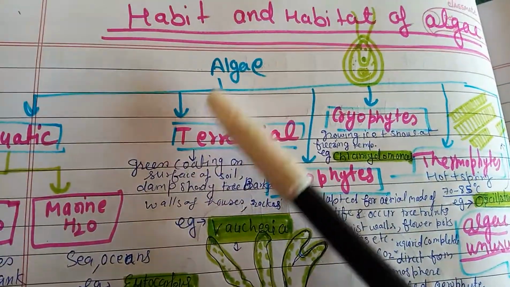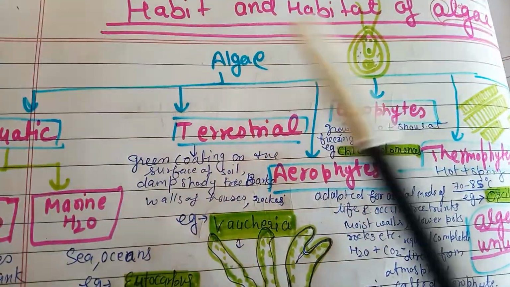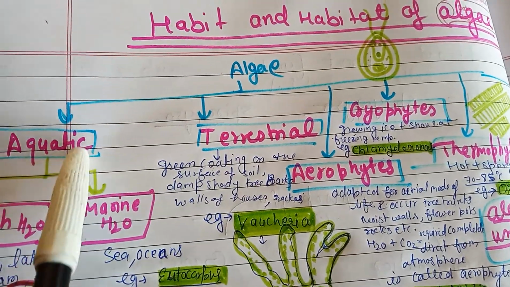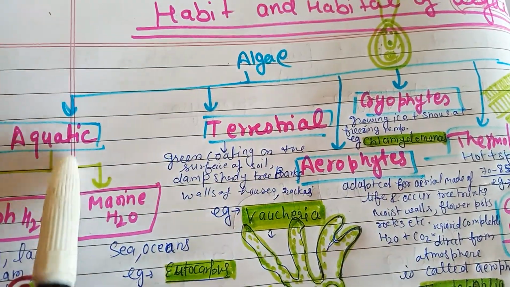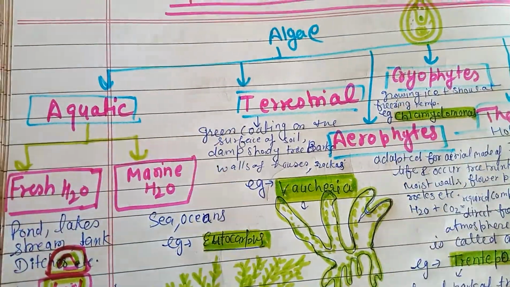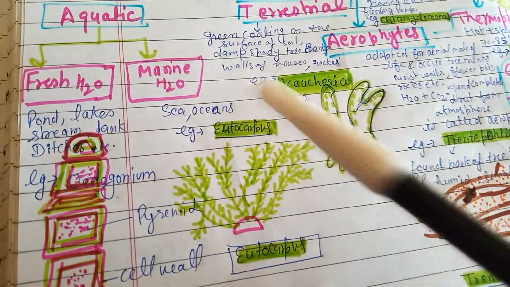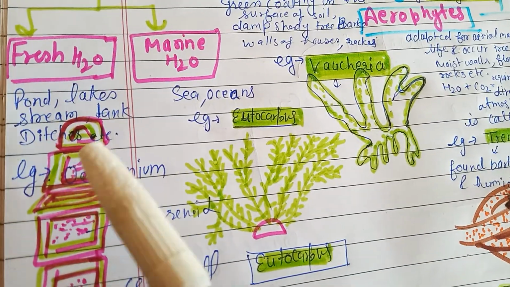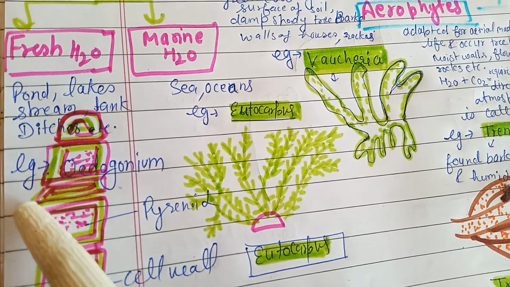Today I discuss habit and habitat of algae. Algae are divided into two parts: first of all, aquatic and terrestrial. Aquatic are freshwater algae and marine water algae. Freshwater algae are those algae that grow in ponds, lakes, streams, tanks, ditches, etc.